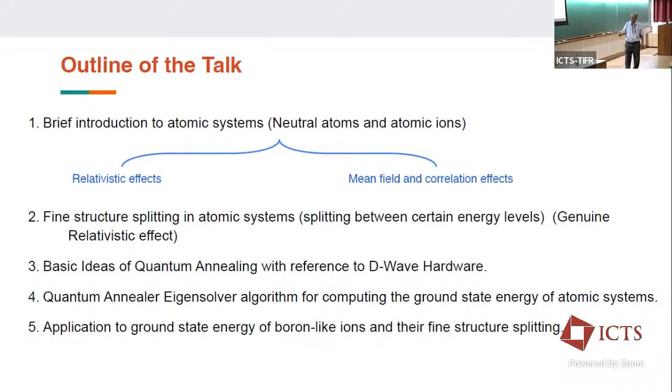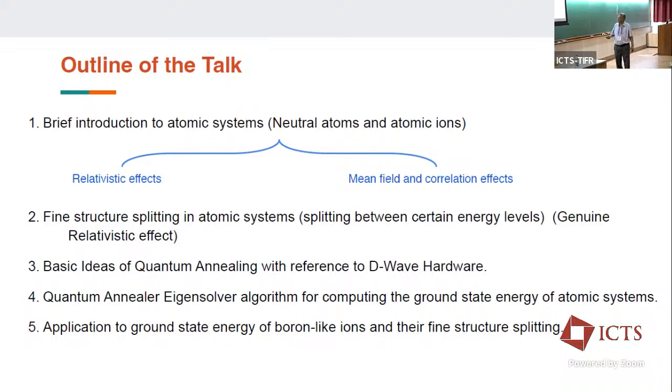So the fine structure is 2 levels, the ground state and the excited state. So we've used atomic symmetry. So we have taken advantage of the fact that the atom has angular momentum symmetry to also calculate excited states. Okay. And the specific system that we've applied to are boron-like ions.